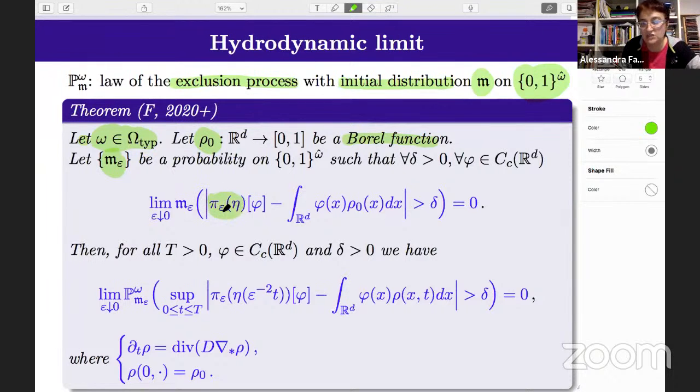the epsilon empirical measure is a good approximation, when epsilon goes to 0, of the profile rho 0(x) dx. This is a particle distribution in the continuum, while pi epsilon eta is a point measure on R^d, and it's random. It depends on eta. But for the initial distribution, these two objects are very near, better and better as epsilon goes to 0.